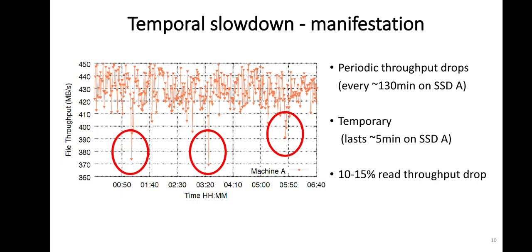The second performance anomaly is what we call temporal slowdown. This is again a plot with time on the x-axis and read throughput on the y-axis. Encircled in red are the three instances of temporal slowdown. As you can see, they are sudden and reversible read throughput drops. These drops are periodic. On SSD A, they occur roughly every 130 minutes. And they are temporary. On SSD A, they last about 5 minutes. This anomaly also results in a 10–15% read throughput drop.